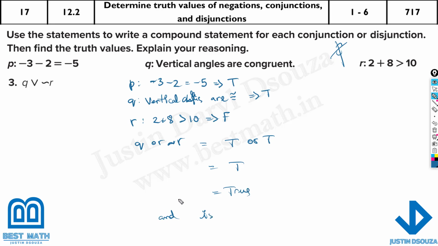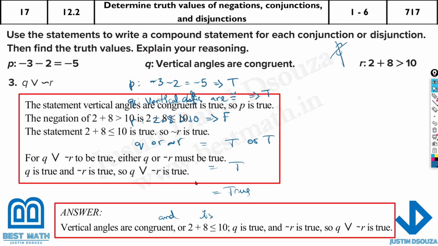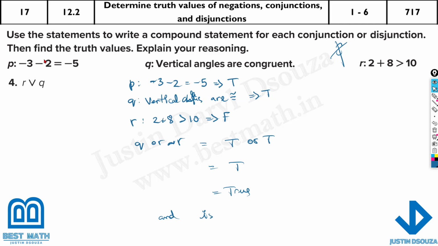So you can write this in terms of words and tell it is true. It's very simple as long as you understood how to write the statements. The main thing is the given statements. See, they are the same statements here. If you understand the given statements, then it's absolutely easy.